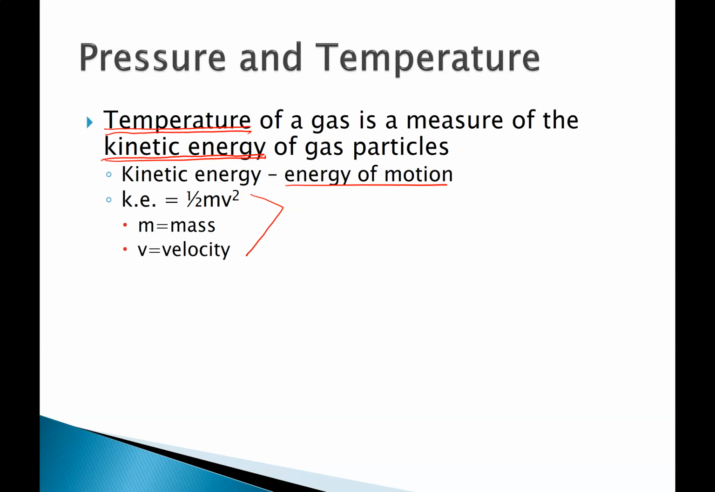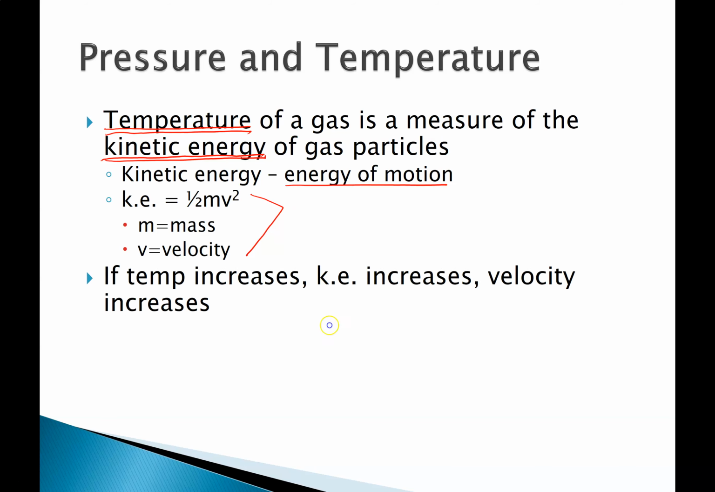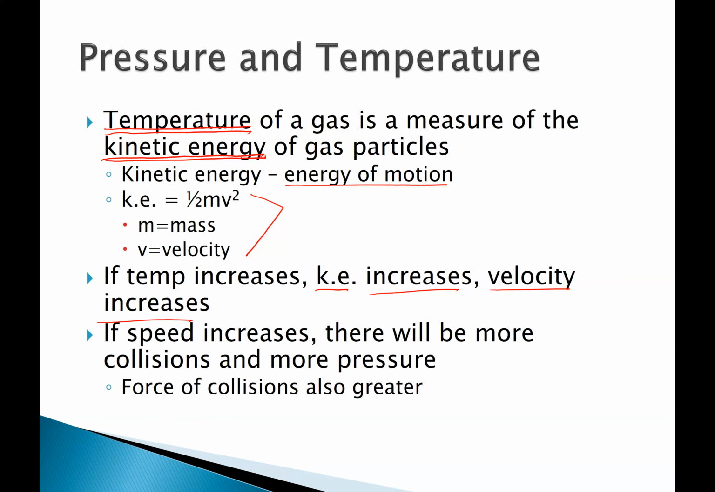Here's some equations, but you don't really need to worry about those. I just threw them in there in case you remembered them, but they're not really important for our discussion here. What's important is that temperature is a measure of kinetic energy. So if we increase the temperature, the gas particles have more energy. If temperature increases, kinetic energy increases. That means the particles move faster, so their velocity increases. If they move faster, they're going to collide with the wall of the container more often. So if we increase the temperature, we increase the kinetic energy, which means molecules are moving faster, which means there are going to be more collisions, which means pressure increases.